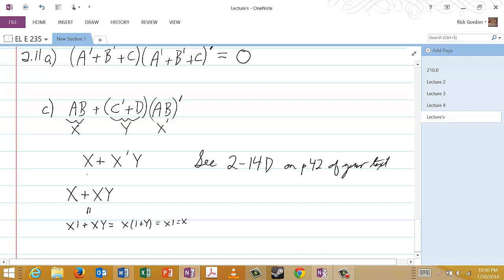So now it might seem a little counterintuitive to take that first X and to rewrite it as X or XY, but it will lead to a simplification. So that's why we would do that. So instead of writing X or X complement Y, we will write X or XY or X complement Y.